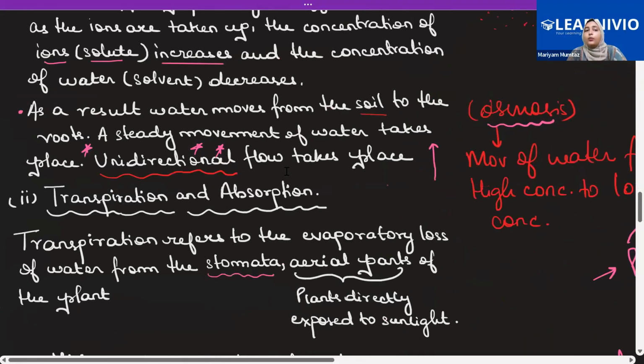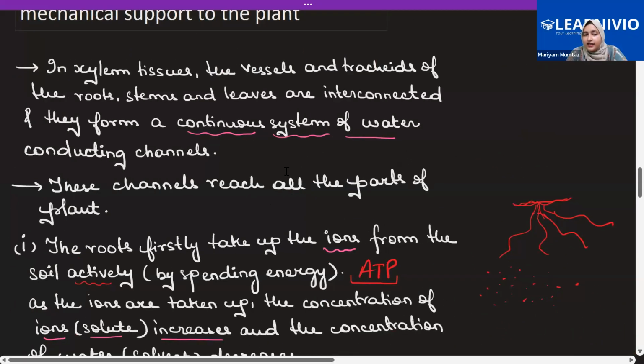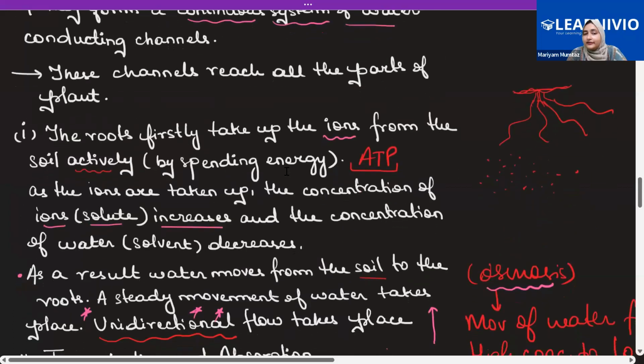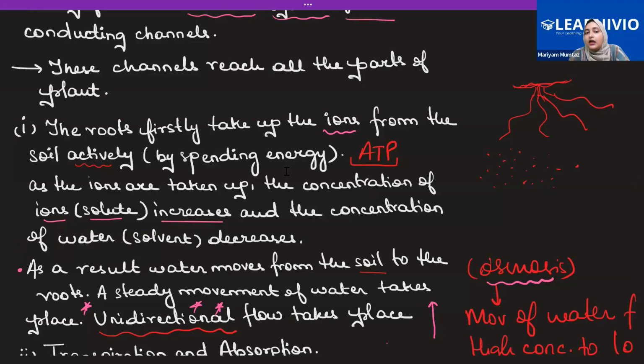So firstly, when the plants have to absorb the ions, they absorb them actively by spending energy. They spend the ATP molecule and absorb the ions actively. Now, as the ions are taken up, ions are more and water is less, as a result of which the water, which is more in the soil, will move from the soil into the plant. This is called normal osmosis. The movement of water was osmosis.